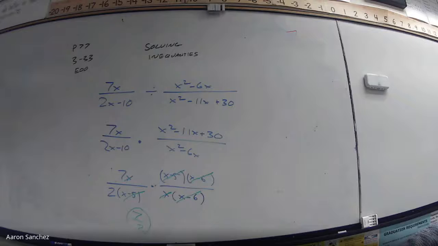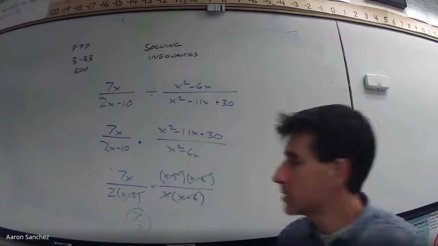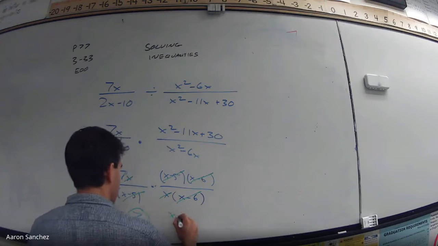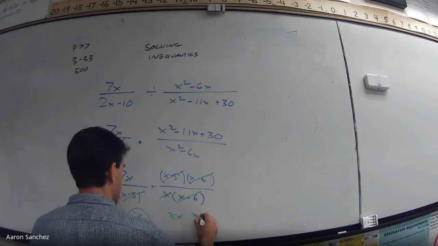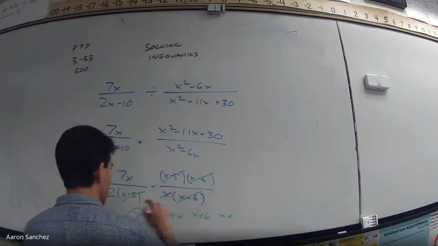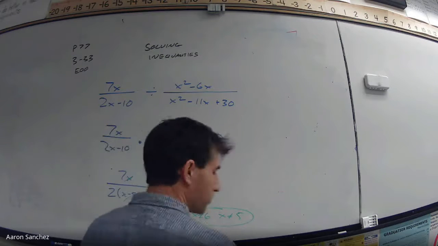Okay, so remember, x cannot be 0, x cannot be 5, x cannot be 6. I should have put that here. X cannot be 0. X cannot be positive 6, and x cannot be positive 5, because all those will make it 0. Boom. Just make sure you get all those.